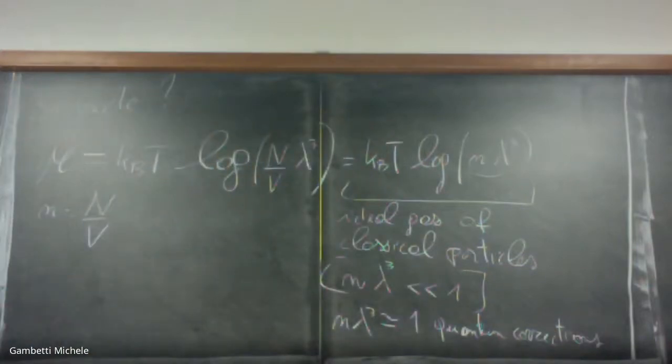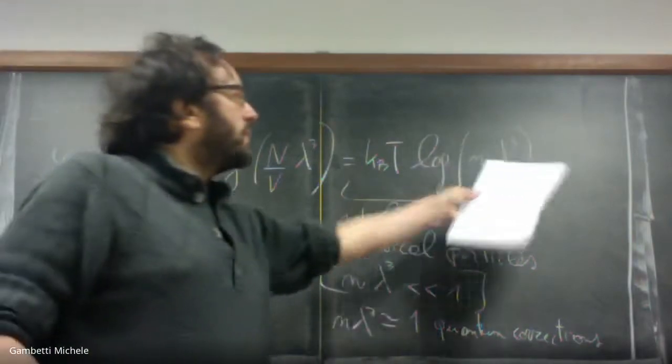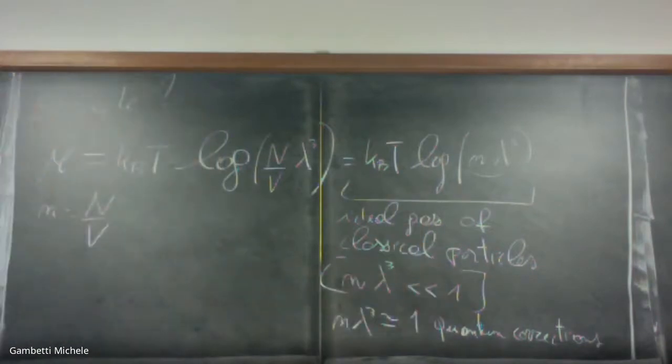So, since we have to use this formula in the regime in which n λ^3 is much less than 1, that means also that mu is negative.